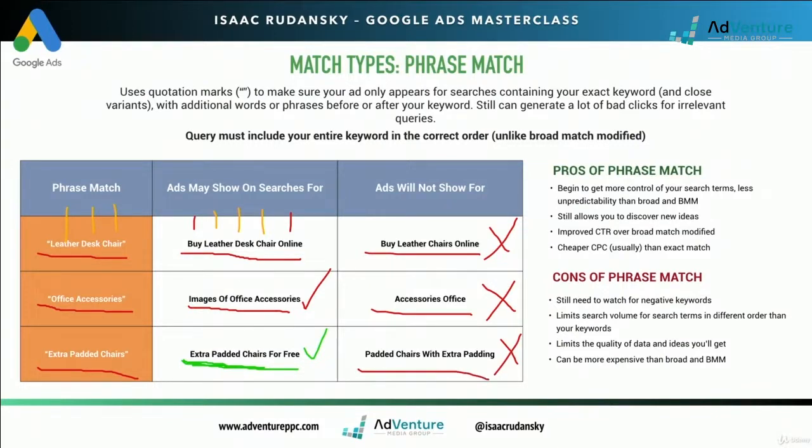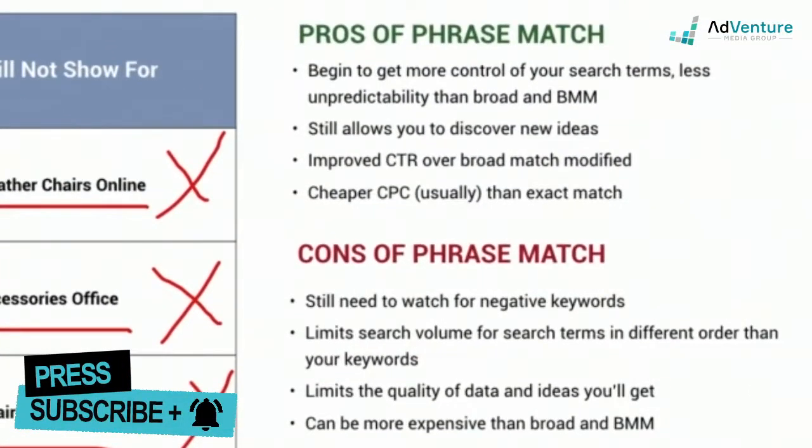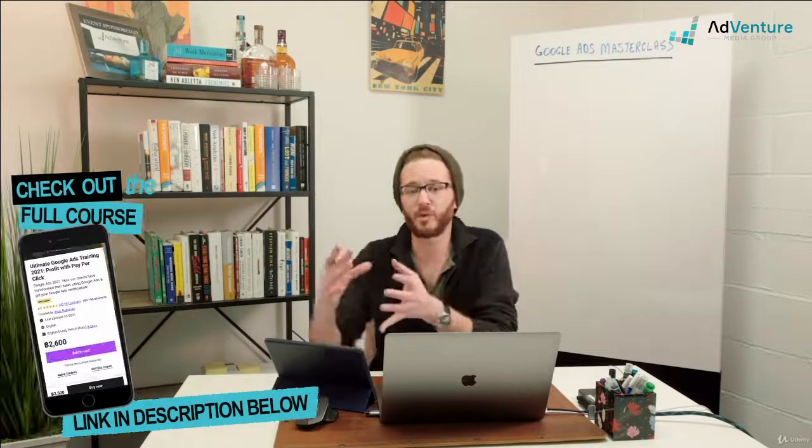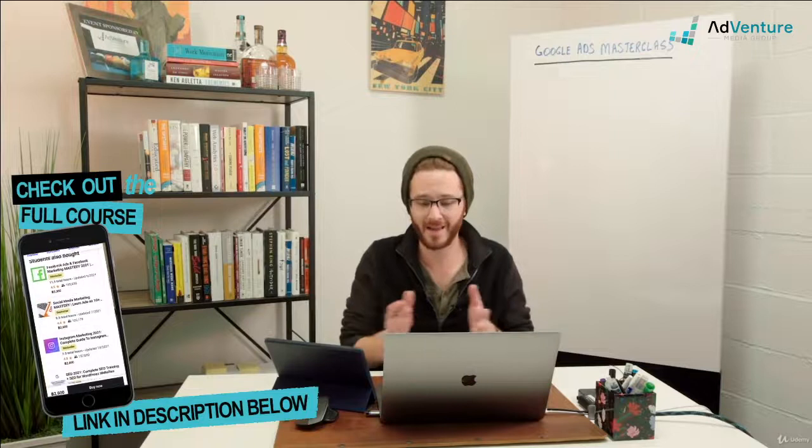Let's talk about some pros and cons of phrase match. You're beginning to get more control over your search terms, with less unpredictability than broad and broad match modified. When you open up your search terms report for a phrase match keyword, you're going to have a lot fewer surprises, because you'll have a lot fewer irrelevant clicks. Google doesn't have as much control. They're not pulling from as much of that pool of related potential traffic to that keyword, because you're now constricting that net to whatever sample of that entire potential pool has your entire keyword in that exact order.